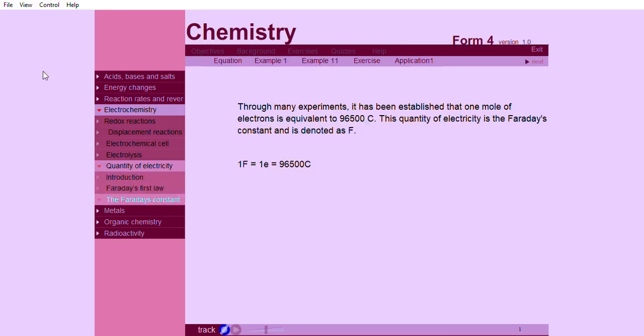Through many experiments, it has been established that 1 mole of electrons is equivalent to 96,500 coulombs. This quantity of electricity is the Faraday's constant and is denoted as F.